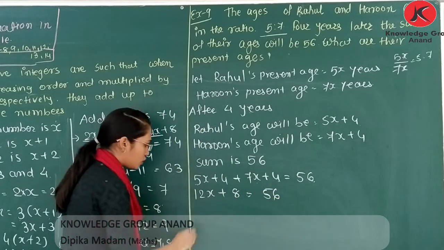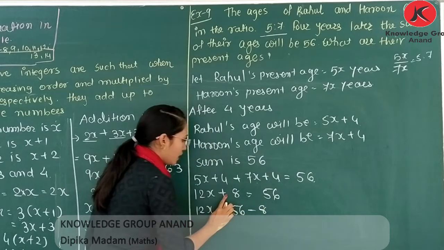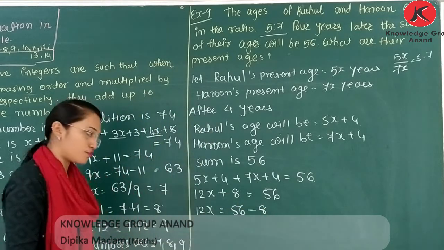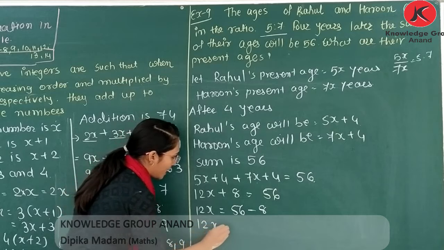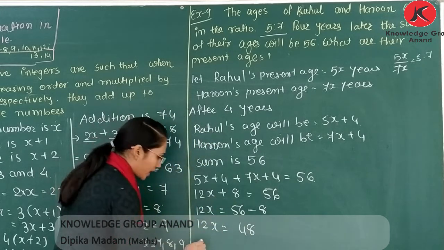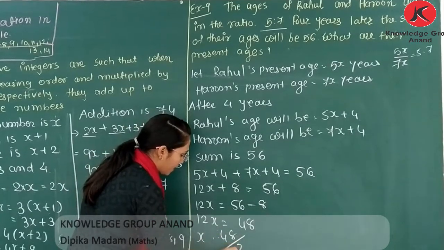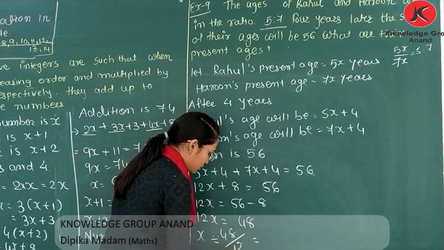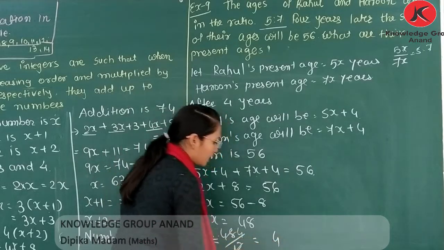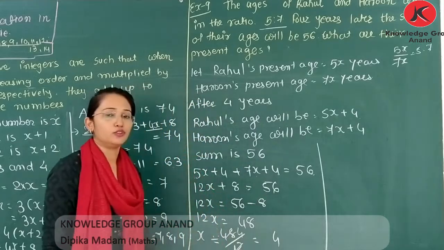Now, making a subtraction. The 8 will be subtracted, so it is 56 minus 8. 12x is equal to 48. Now 12 is in multiplication, so we divide 48 by 12. Got the common factor, x is equal to 4. You get x is equal to 4.